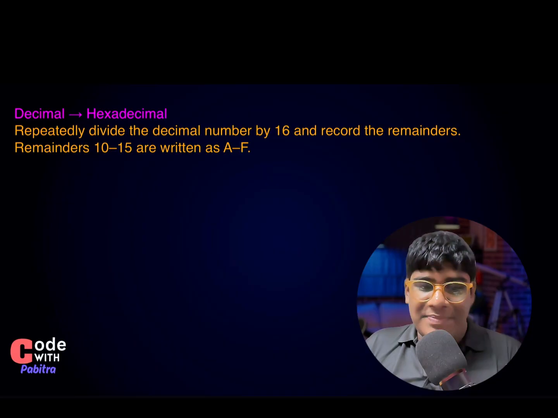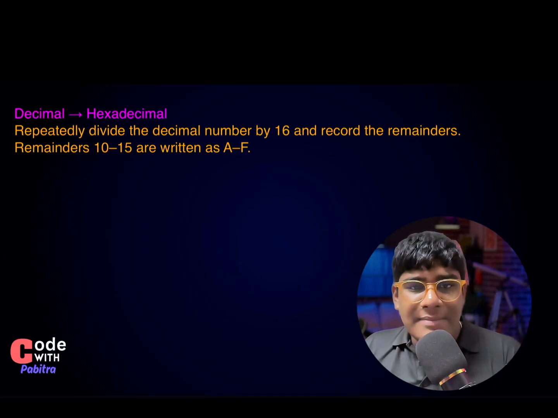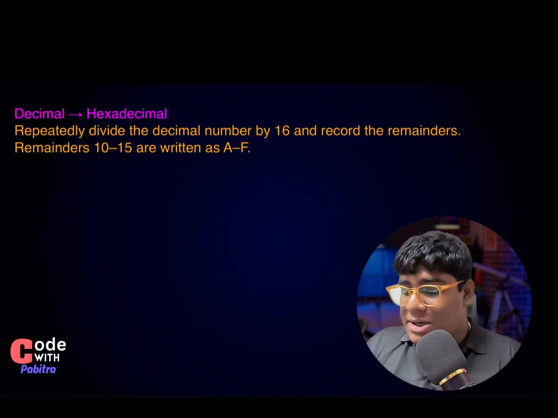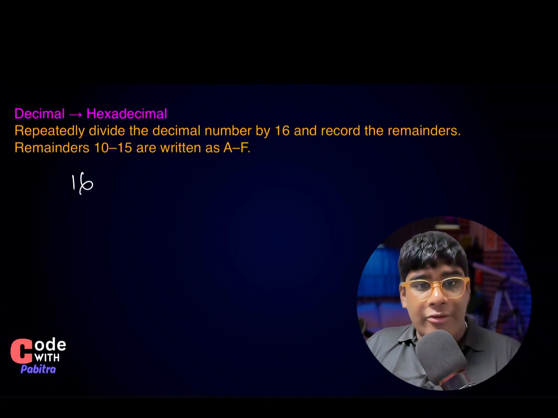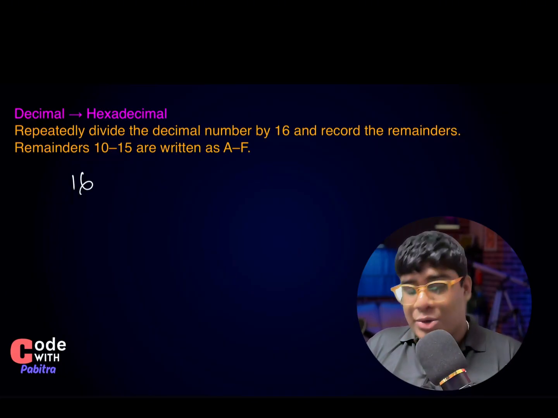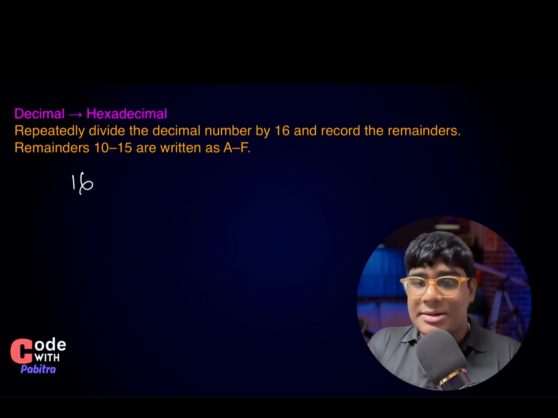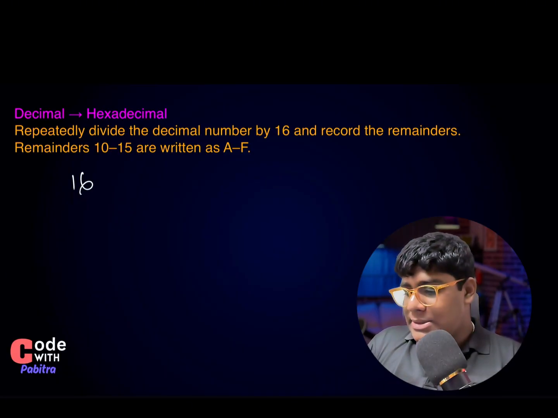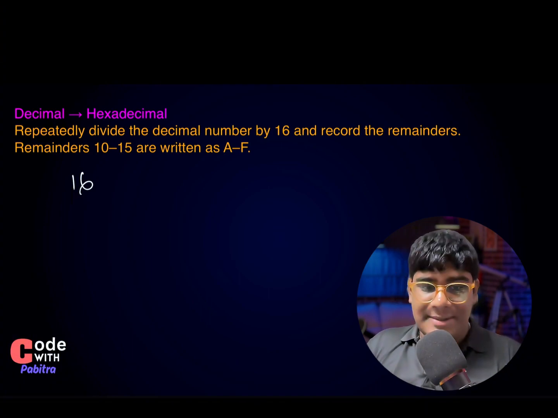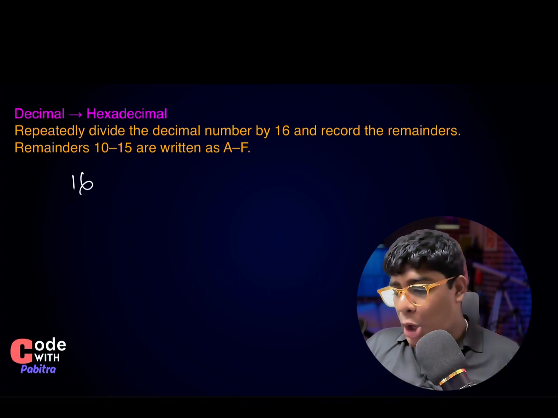We have to divide the decimal number repeatedly by 16. Unlike decimal to binary conversion, where we repeatedly divide by 2, and decimal to octal conversion, where we repeatedly divide by 8, here in decimal to hexadecimal conversion, we will repeatedly divide by 16. And we'll write the remainder.